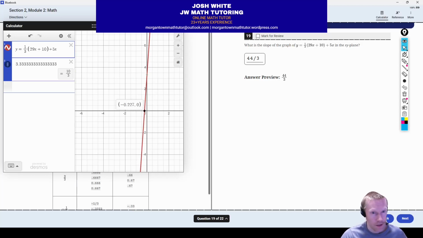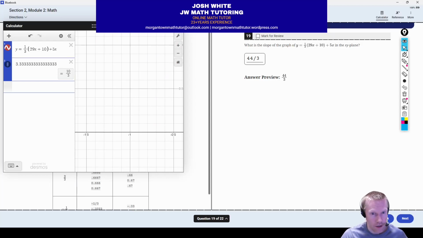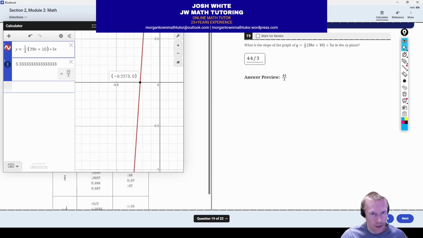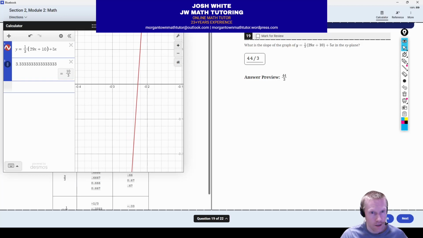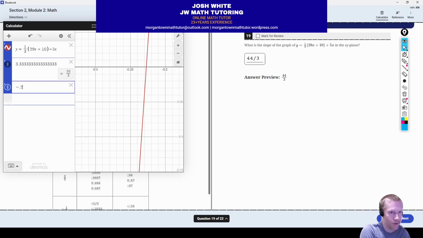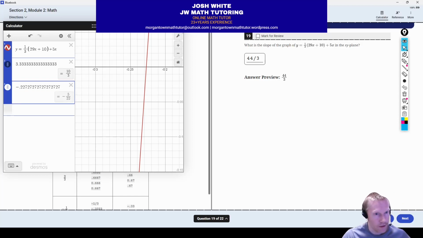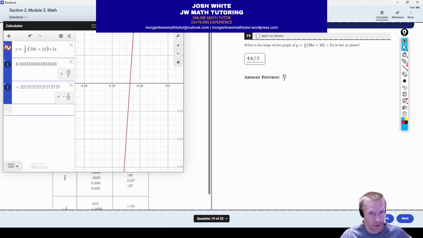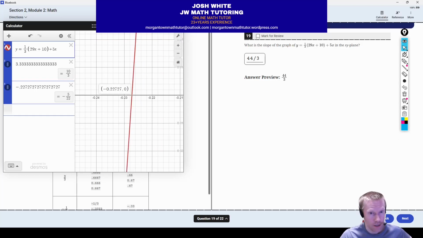And my x-intercept, let's zoom in here, see if I can get negative 0.2273, negative 0.22727. Let's see, does that give me anything nice? Okay, yes it does. It gives me negative 5/22. So notice all I did is I basically just kept repeating the pattern there. And you can zoom in even further to get 0.22727. Okay.